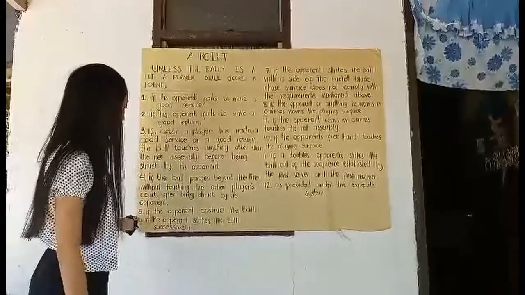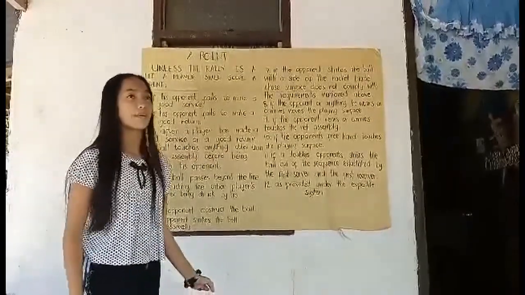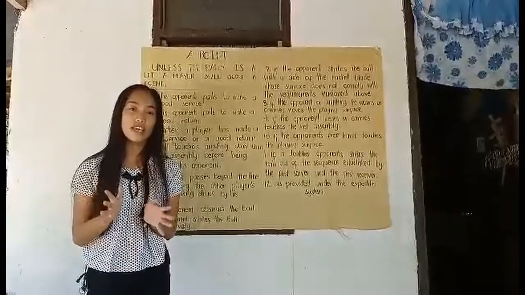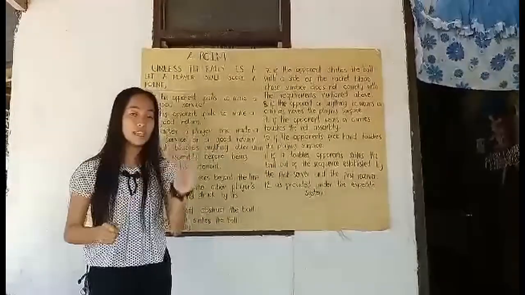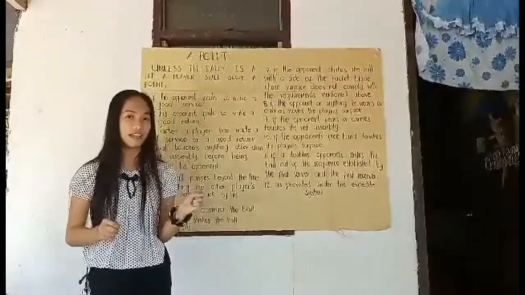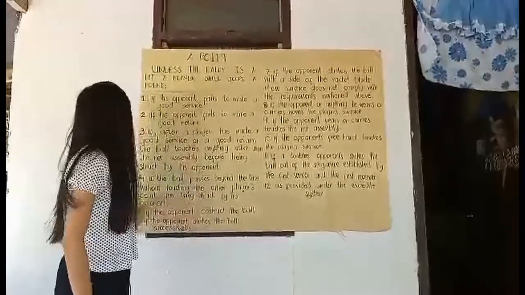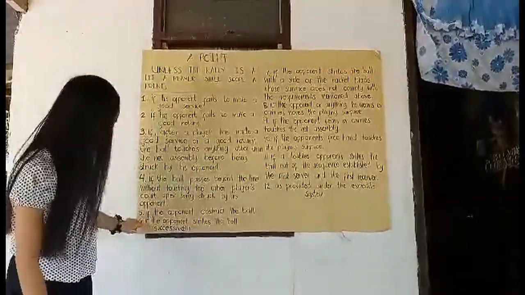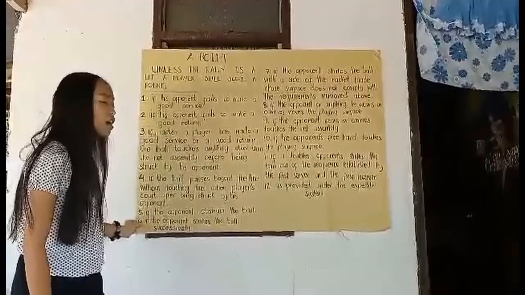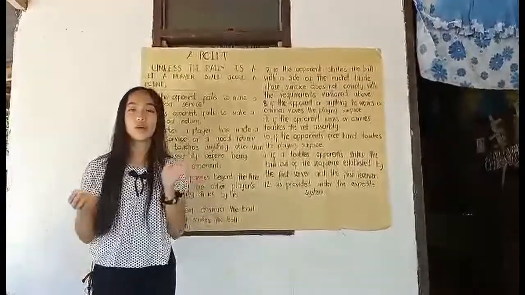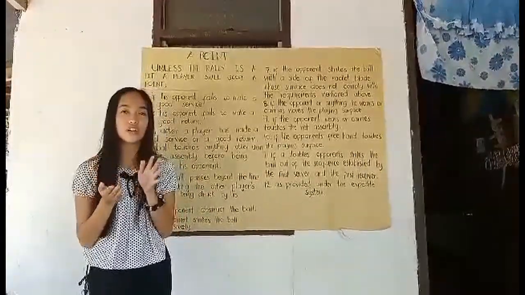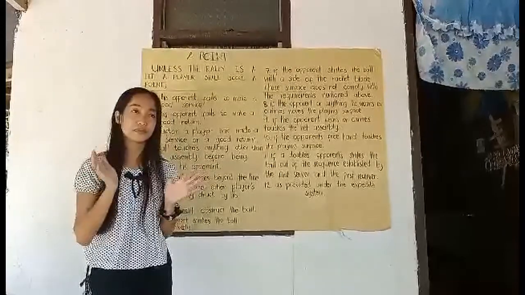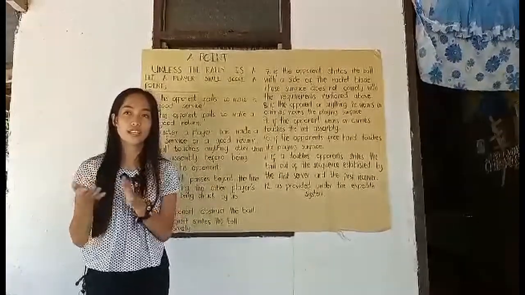5. If the opponent obstructs the ball. For example, I serve and then my opponent stops the ball, it is considered as my point. 6. If the opponent strikes the ball successively. For example, when my opponent double touches or double bounces the ball on his racket.